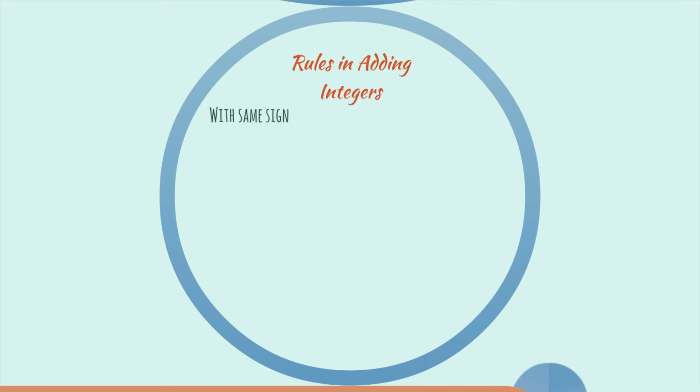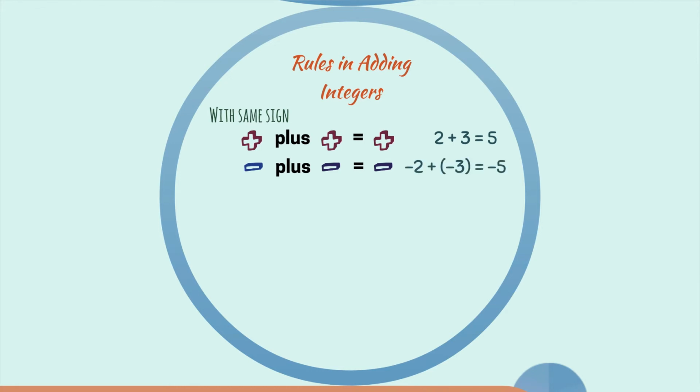Let's talk about the rules in adding integers with the same sign. If we're adding 2 positive integers, it's positive integer plus positive integer equals positive integer. Let's have an example to understand the concept even more. If we have 2 plus 3 equal to 5, both addends are positive, so the sum should also be positive. Next is the negative integer. Negative integer plus negative integer is equal to negative integer. A good example is -2 plus -3 is -5. You see, the sum is negative because the addends are both negative as well. Remember, just add the numbers and copy the common sign.